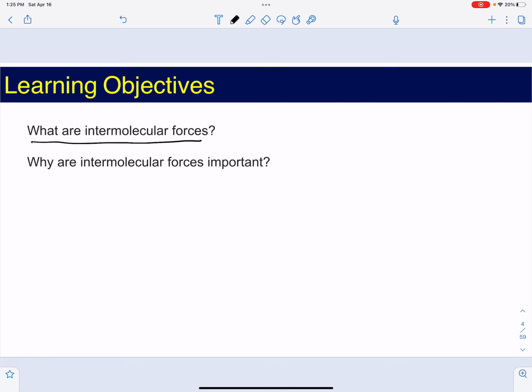And why are intermolecular forces important? Well, remember when we had the group discussion that I asked you to go to the sink and look at the water, and some of you told me about the cohesiveness of water. Some of you told me about the surface tension on the water. So all that is due to intermolecular forces.